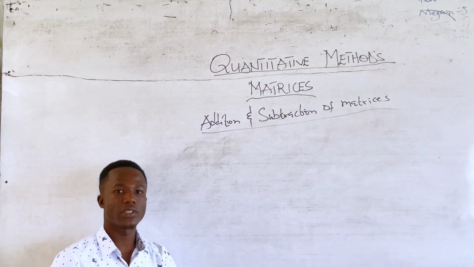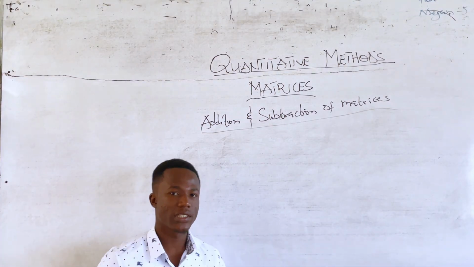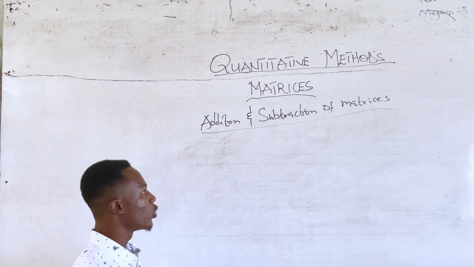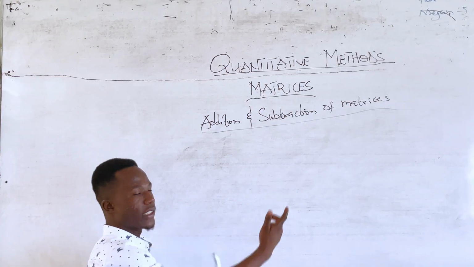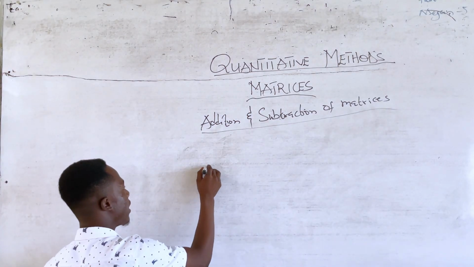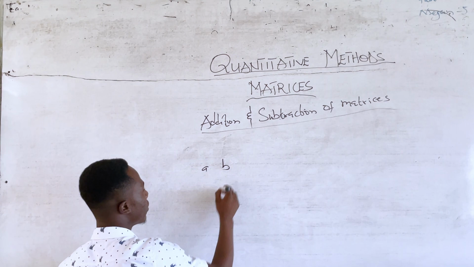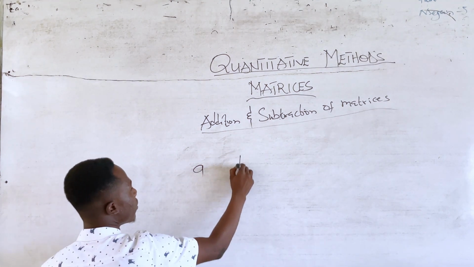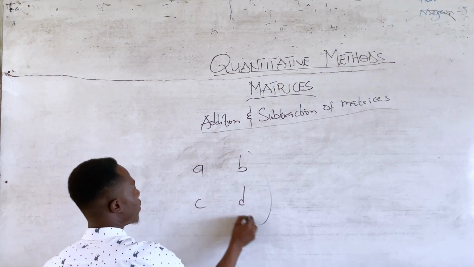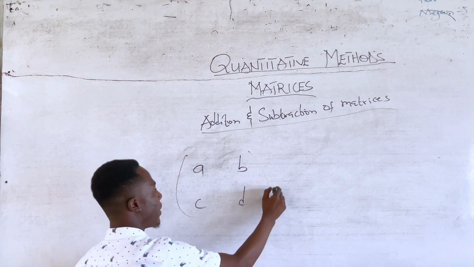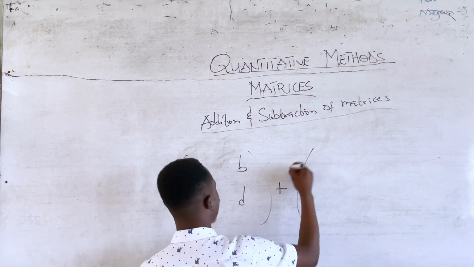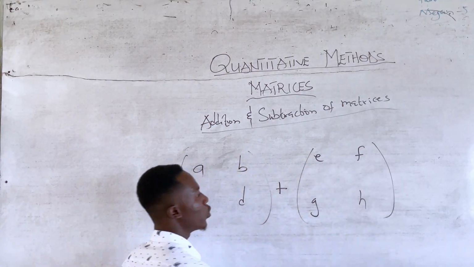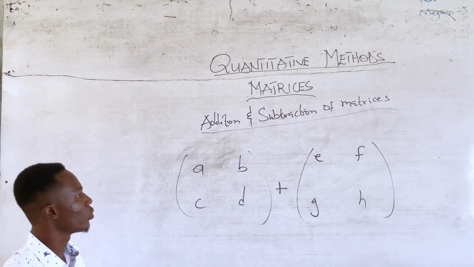Addition and subtraction of matrices is very simple. That is the easiest among the whole topic. Do you get it? Because here you are just going to deal with the entries. You are going to match them. That is it. So suppose you have A, B, C, D. So this is one matrix plus another matrix, E, F, G, H. So you have these two matrices, right?